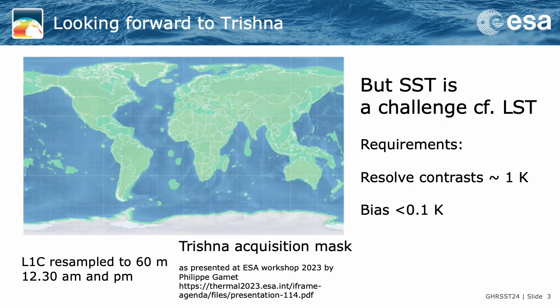But in general, sea surface temperature is a different challenge compared to the land surface temperature, which is the main focus of missions like Trishna. Particularly, the requirements are somewhat more onerous. So around the coastal zones, I suggest that we need to be able to resolve well temperature contrasts of order a Kelvin. And in the SST world, we are used to biases that are rather small, preferably of order 1/10 of a degree or better.